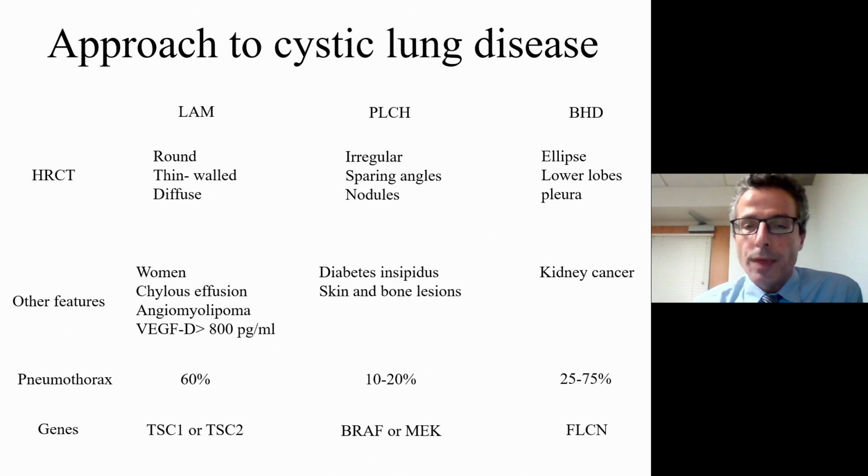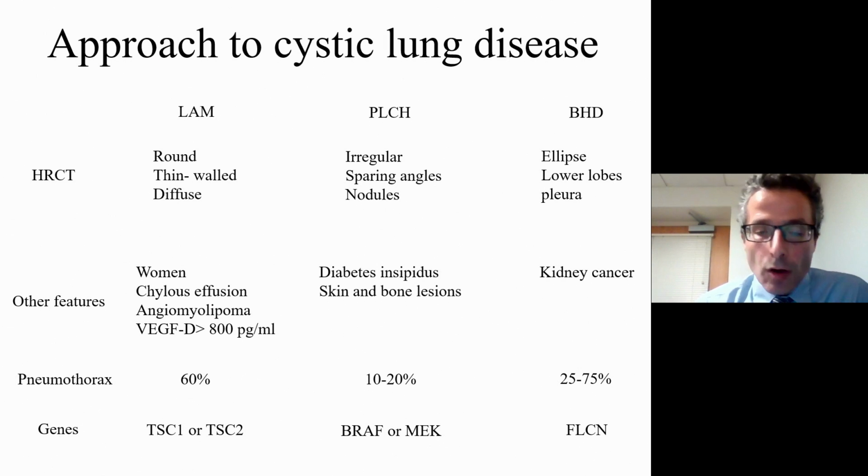So finally, to recap, how do we approach this? Between these three diseases, all caused by tumor suppressant mutations, there's findings on the HRCT that could give us a hint one way or the other. In LAM, the cysts are round, they're thin-walled, they're diffuse. In LCH, they're irregular. They usually spare the angles, and you can see lung nodules. In Birt-Hogg-Dubé, the elliptical form cysts can also be diagnostic. It can give you an idea, and it's also in the lower lobes and closer to the pleura.